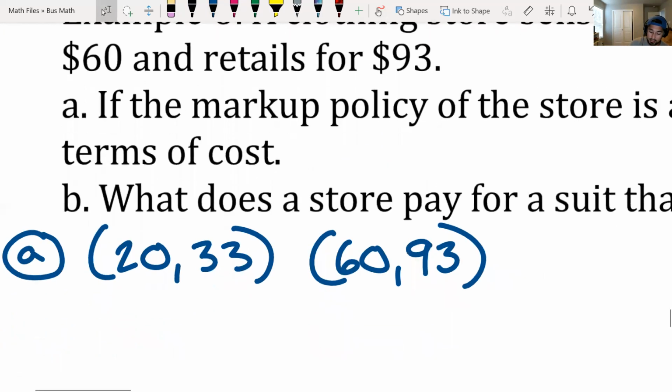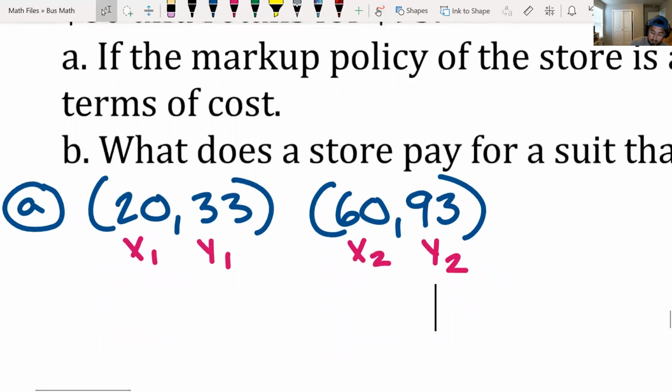That is it. Find the slope. And lucky for us, what can you find between 2 points? Slope. So here's x1, y1, x2, y2. Let's go ahead and find the slope.